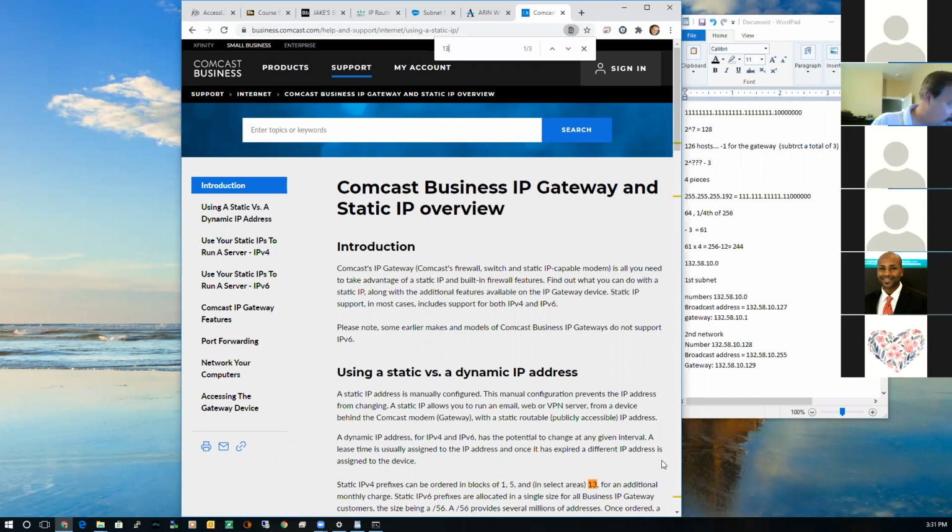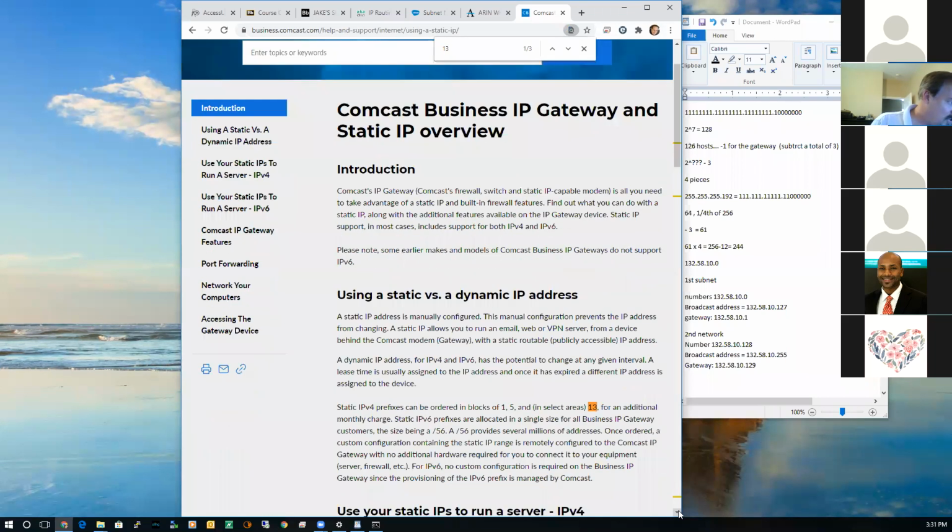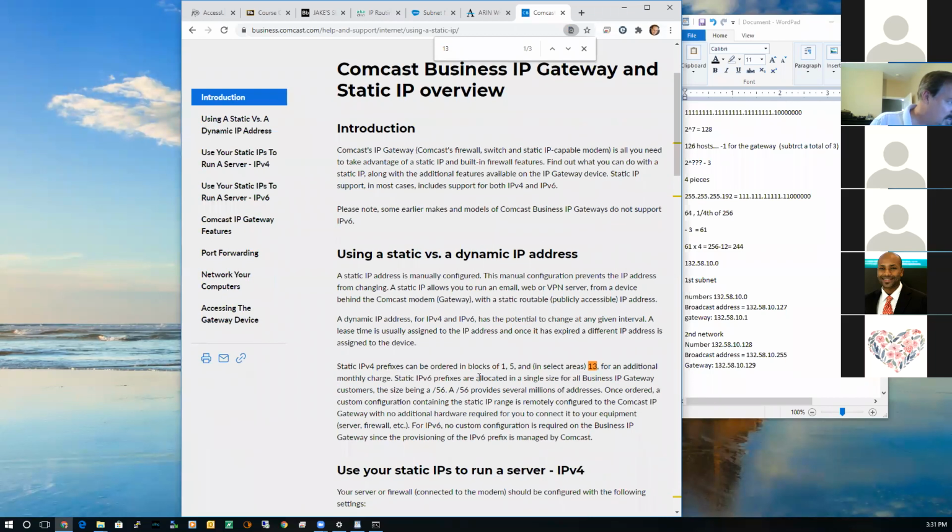Oh, here it is down here. They charge you more for it. So they sell in the blocks of 1, 5, 13, 29. And that's because that's really blocks of 4, 8, 16, 32, but they're subtracting the 3 out for you, which they have to in order to do that networking. So they're selling it properly in terms of what the end user's needs are.